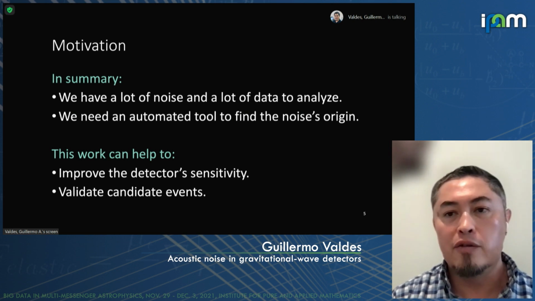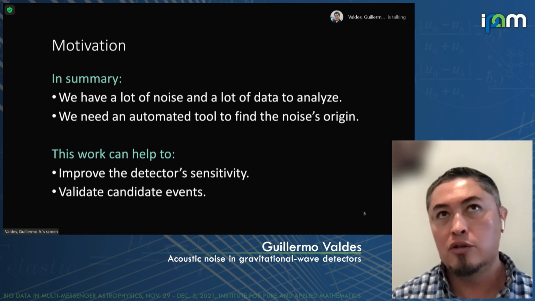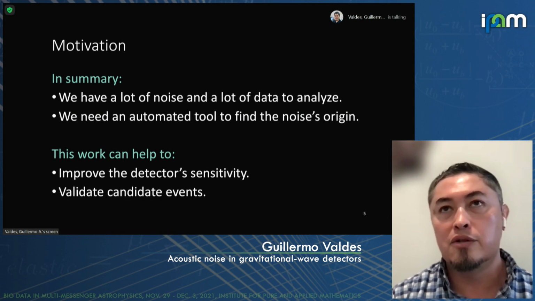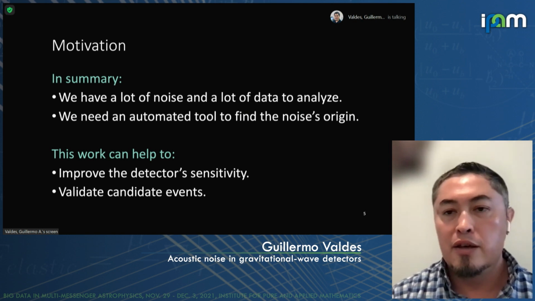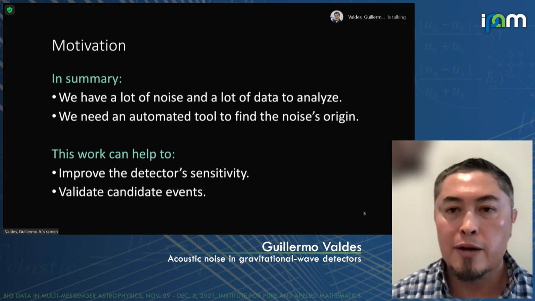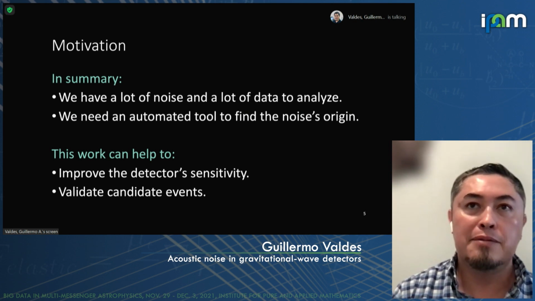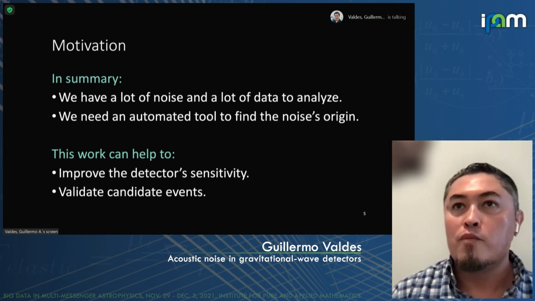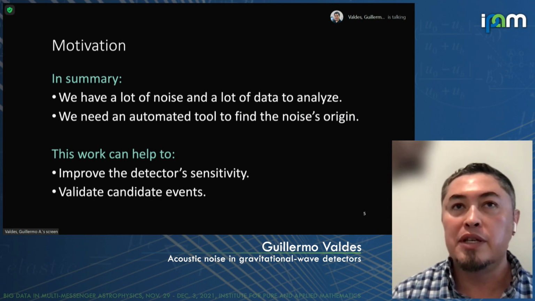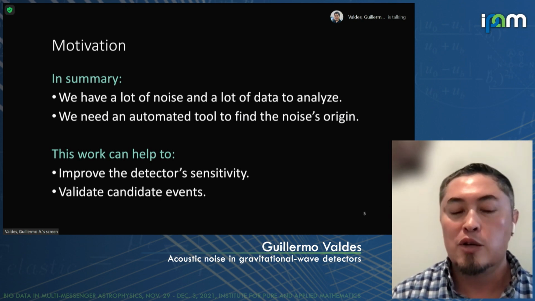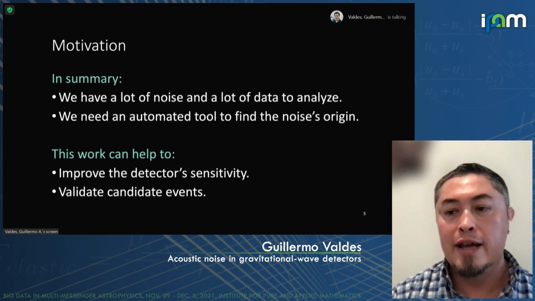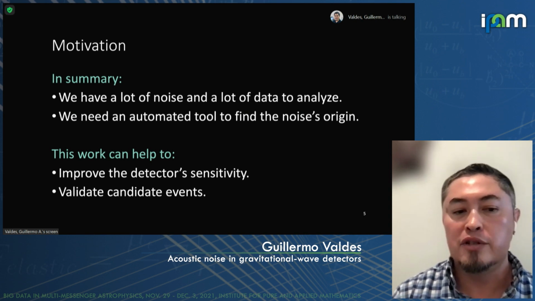And we need some kind of automated tool to find the noise origin. Otherwise, just imagine all these thousands of sensors recording 24/7, most of all the days, for the whole year. Some of them have sampling rates of 16 samples per second, some of them 16,000 samples per second. So it's a lot of data. And what we want is to improve the detector sensitivity.